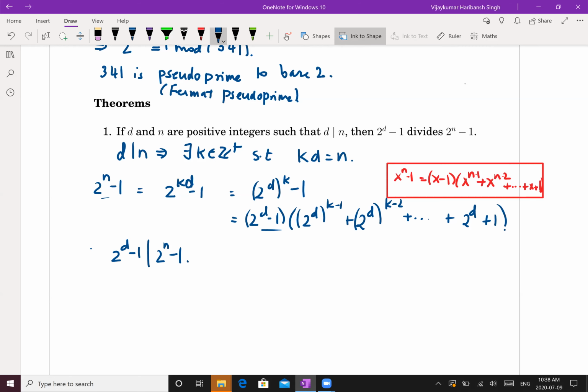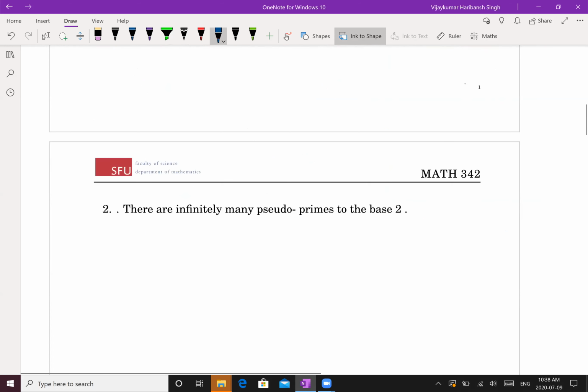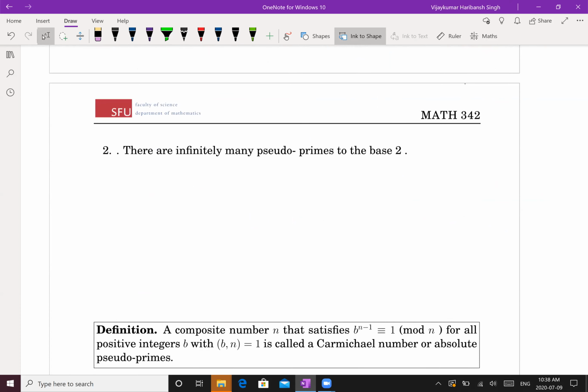So let's see. Now we can prove that there are infinitely many pseudo-primes to the base 2. All right, there are infinitely many pseudo-primes based on other primes as well, but nevertheless, there are infinitely many for any given base. Although it's hard to find them for the other bases, there are infinitely many. So let's prove this.